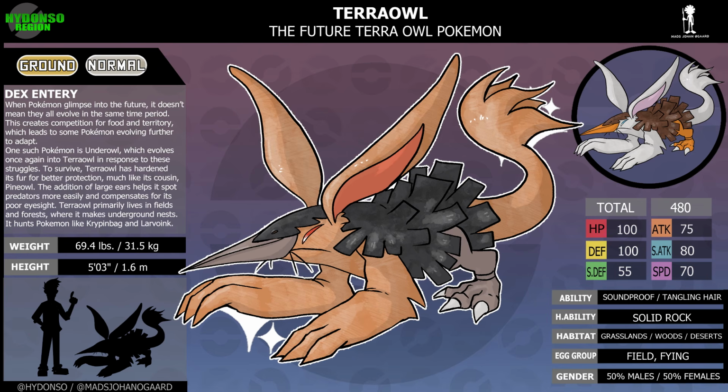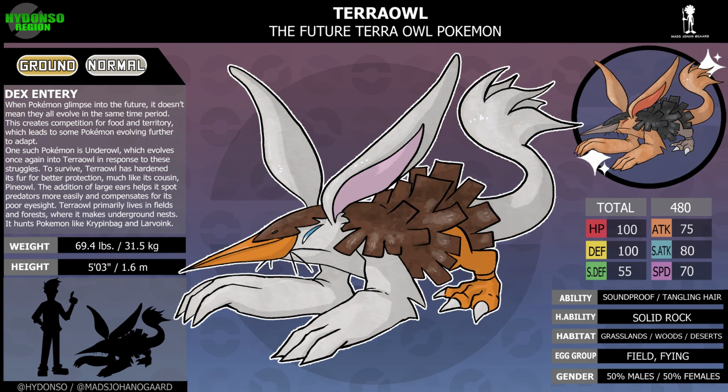To survive, Terraowl has hardened its fur for better protection, much like its cousin Pineowl. The addition of large ears helps it spot predators more easily and compensate for its poor eyesight. Terraowl primarily lives in fields and forests, where it makes underground nests. It hunts Pokemon like Creeping Bag and Ladboink. For its shiny, Terraowl takes on the coloring of Underowl and Sandowl, with the addition of red eyes like albino rabbits. What do you think of Terraowl?